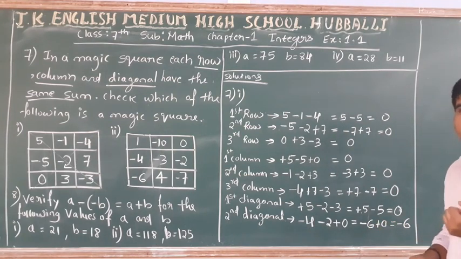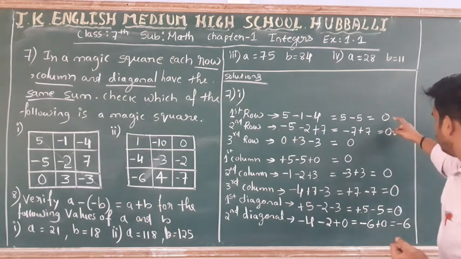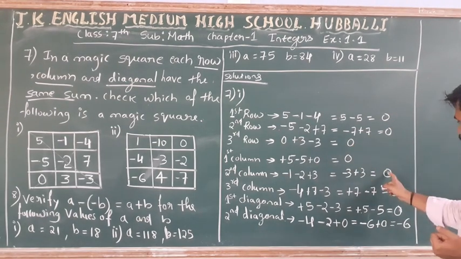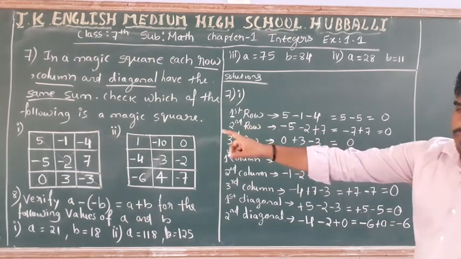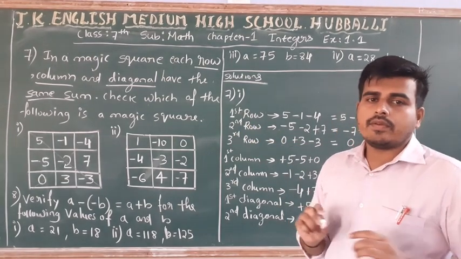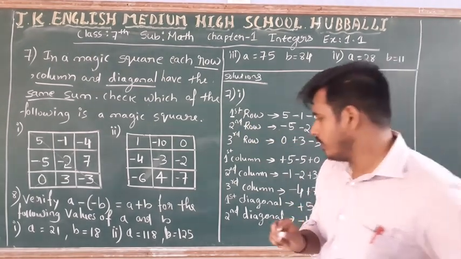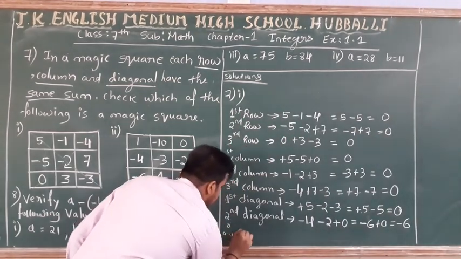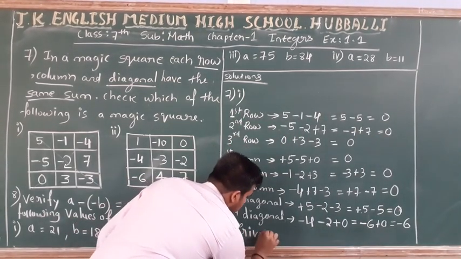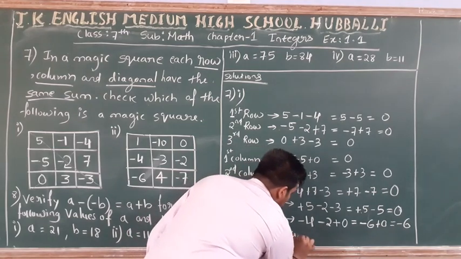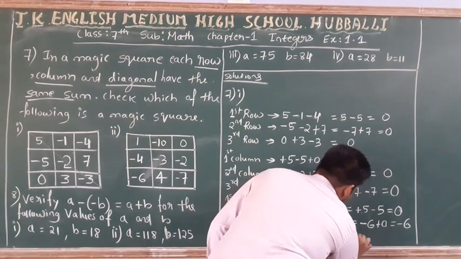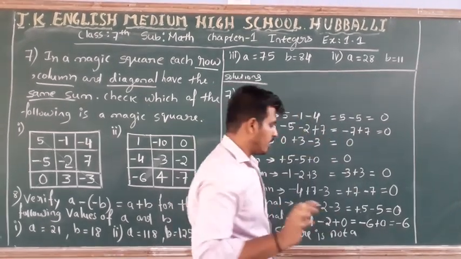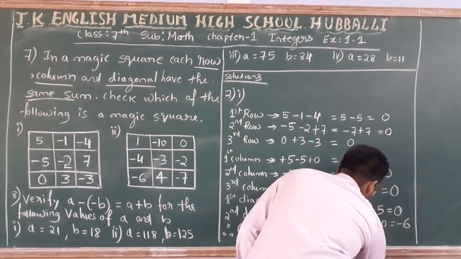Therefore, what is your conclusion now? All 3 rows, 3 columns and 1 diagonal give the same answer, but the second diagonal answer is different. Therefore, the first solution is: the given square is not a magic square.